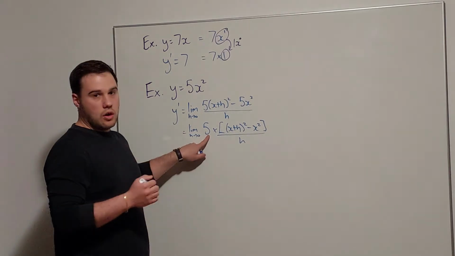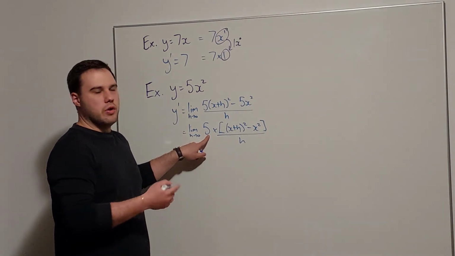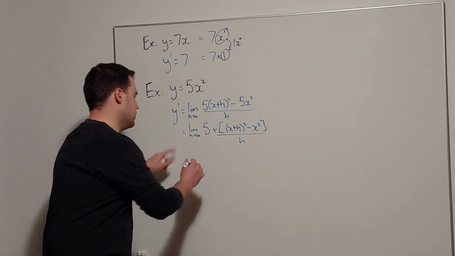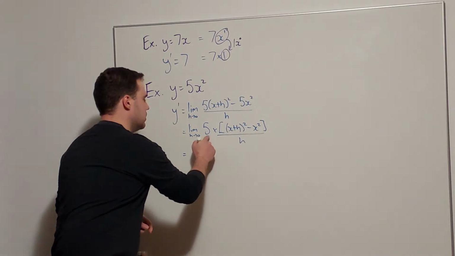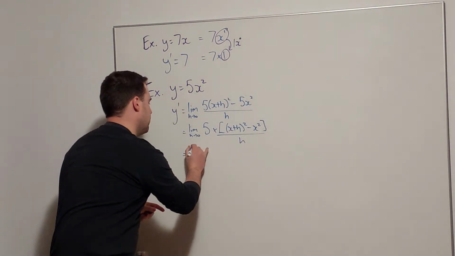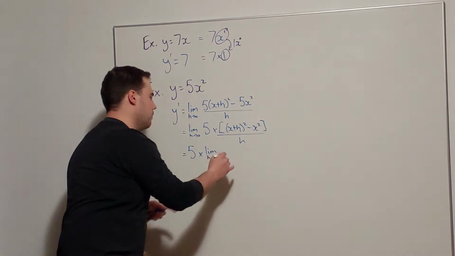But if it's a constant number, or even if it's a pronumeral that we're not taking the limit with respect to, we can bring that constant out. So we can bring this 5 out: the limit as h goes to 0 of 5 times blah is going to be the same as 5 times the limit as h goes to 0 of blah.